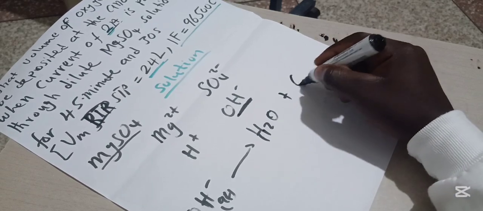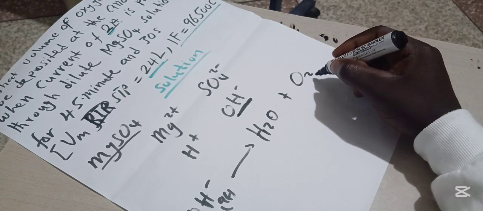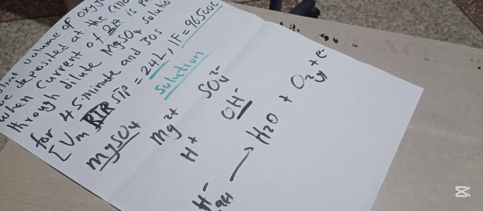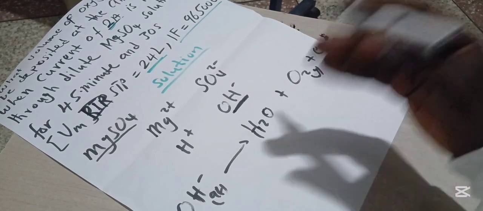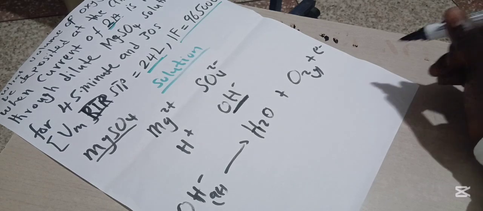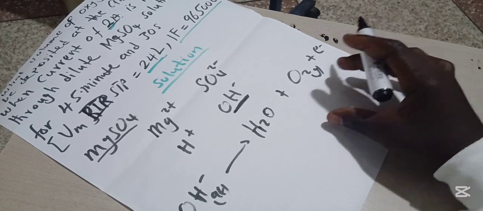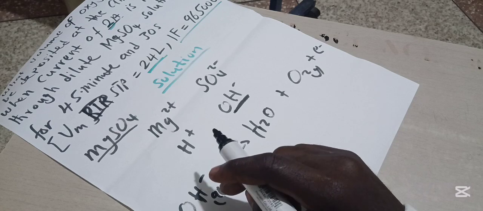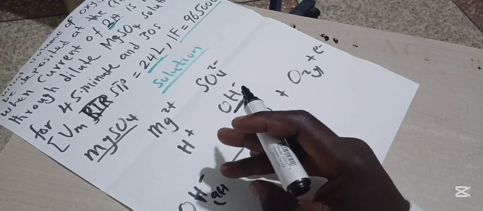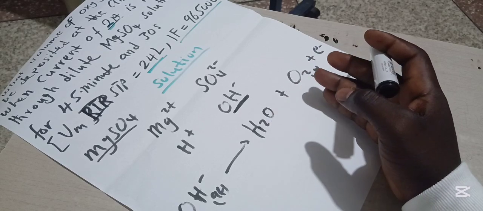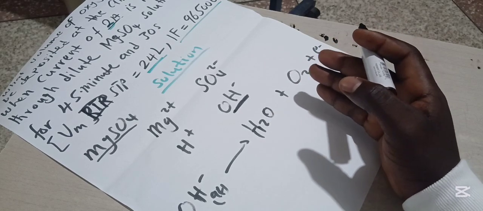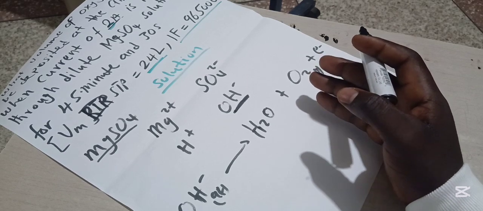water and oxygen gas plus electron. That is to balance the equation, charges. So at the anode, OH- that is moved to the anode will now oxidize back into water and then give us oxygen gas. And this oxygen gas is going to be deposited at the anode in the form of bubbles.